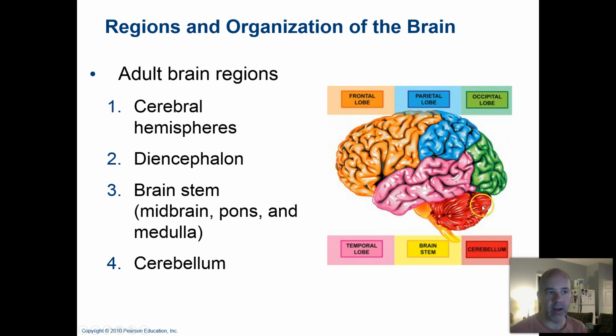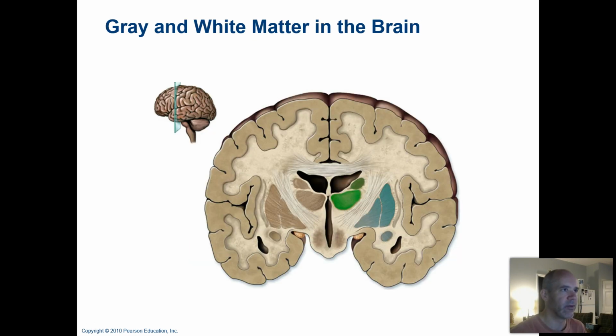And then finally, there's this in the inferior posterior section of the brain. There's an area called the cerebellum that we'll talk about on a separate video lecture, that has some of its own functions. It almost looks like a little miniature brain itself that's attached to the cerebrum.